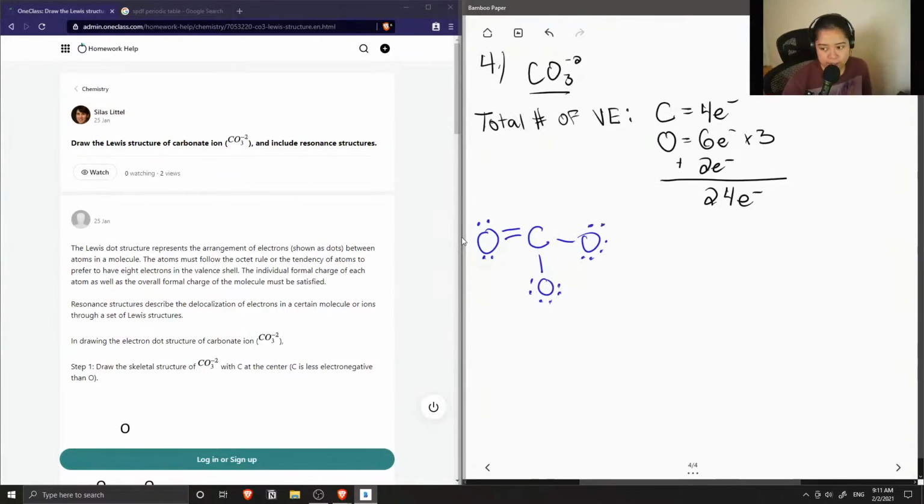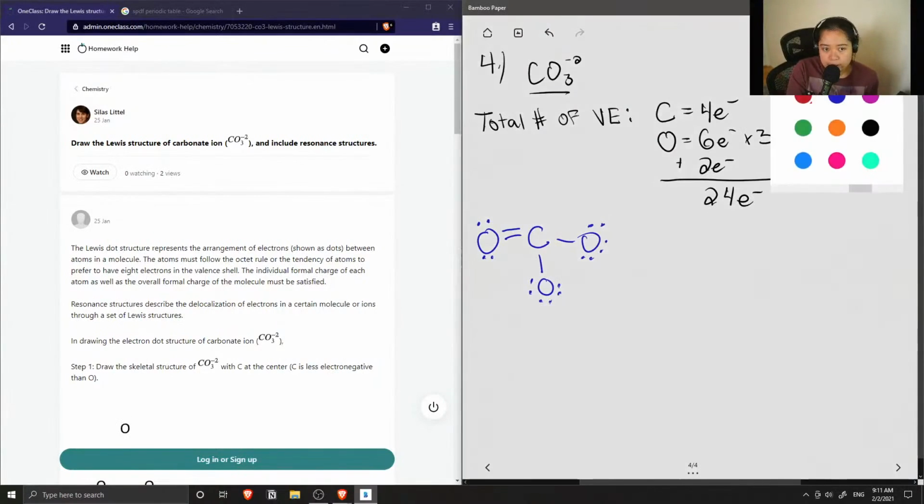So each bond contains 2 bonding electrons. So we have 8, and in the form of the lone pairs, we have our 24 valence electrons in total. Okay, so this structure is correct, but we also need to take into account where our negative charges will be. So to do that, we need to calculate the formal charge.